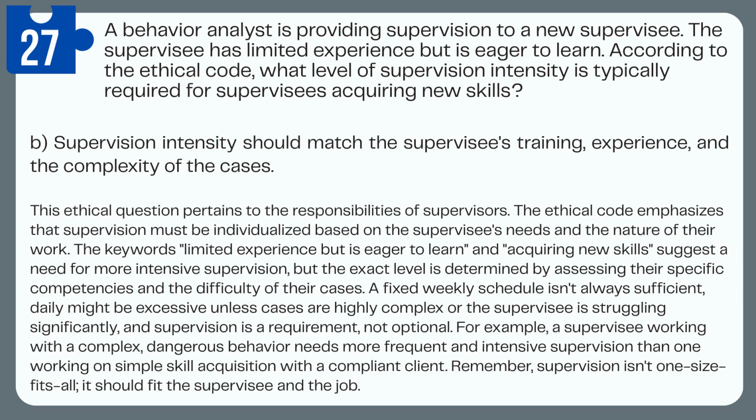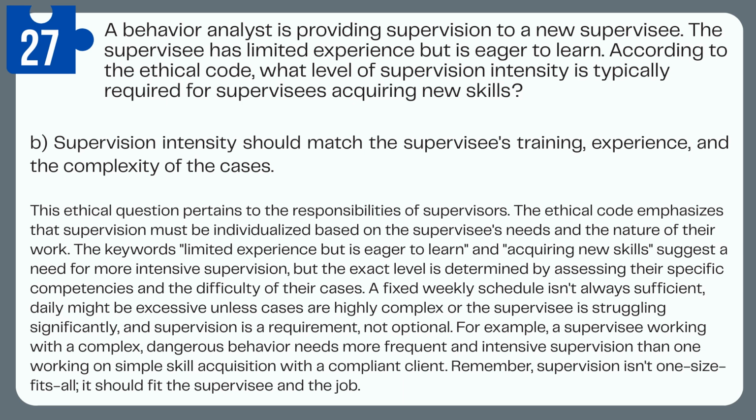Answer. B. Supervision intensity should match the supervisee's training, experience, and the complexity of the cases. This ethical question pertains to the responsibilities of supervisors. The ethical code emphasizes that supervision must be individualized based on the supervisee's needs and the nature of their work. The keywords limited experience but is eager to learn and acquiring new skills suggest a need for more intensive supervision, but the exact level is determined by assessing their specific competencies and the difficulty of their cases.